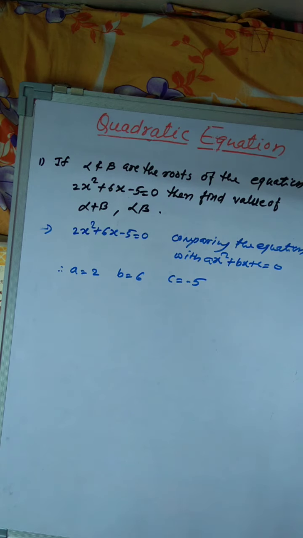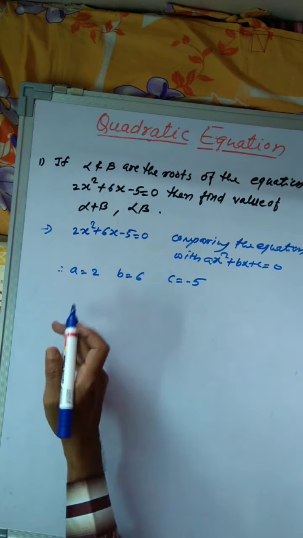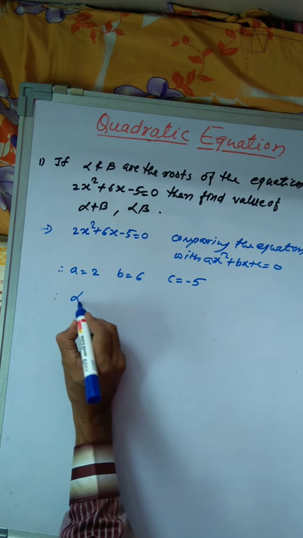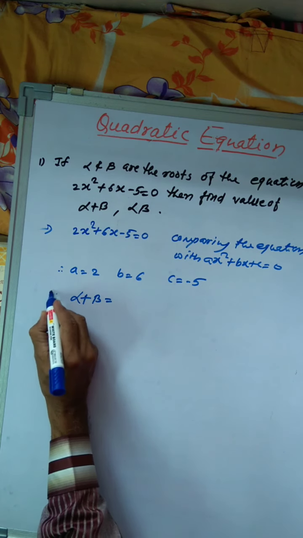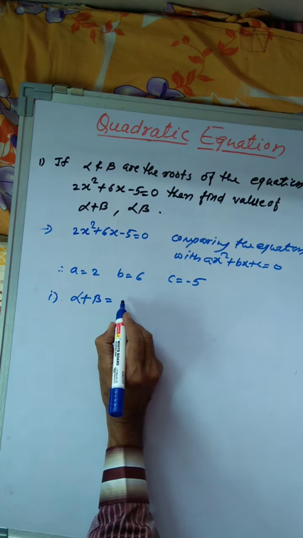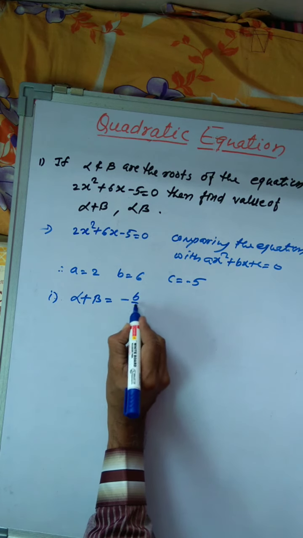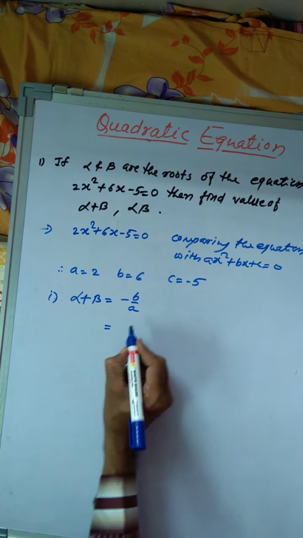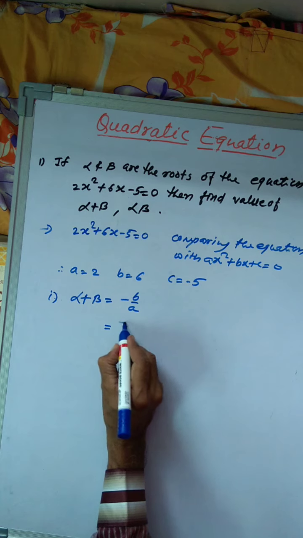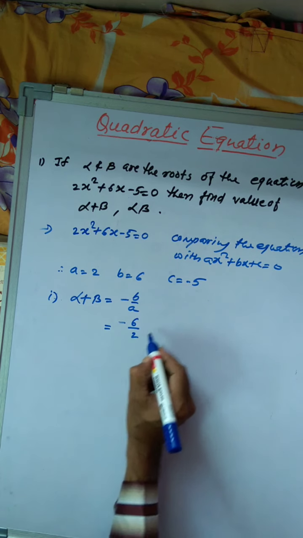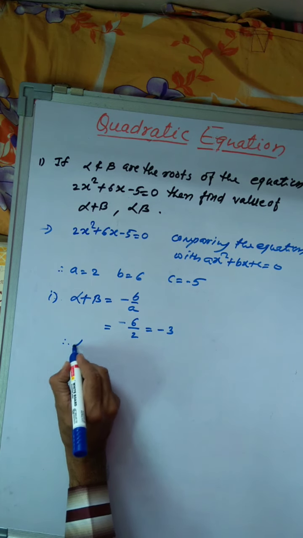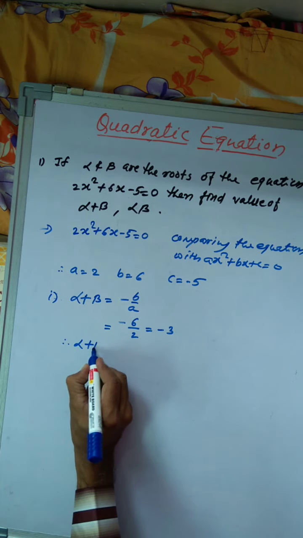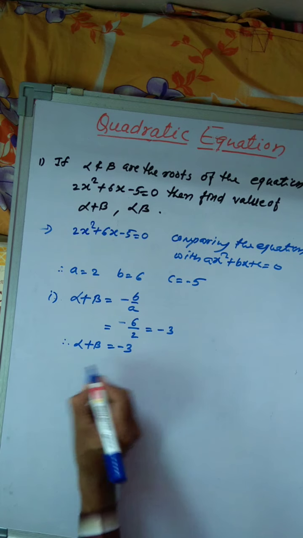Now by our formula of relation between the roots and the coefficients, the first part, alpha plus beta is equal to -b upon a. That means alpha plus beta is equal to -6 upon 2, that is -3. Hence the first part, alpha plus beta is equal to -3.